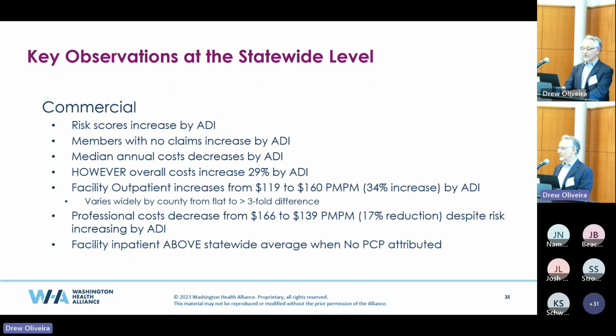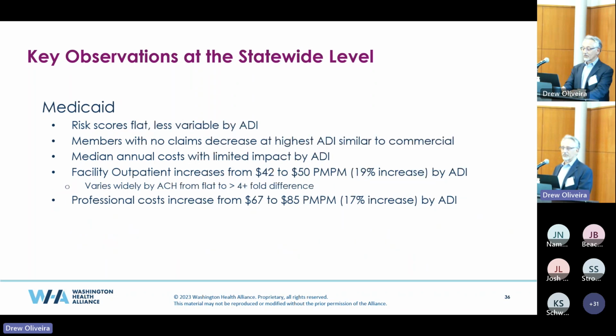And when you don't have a PCP, that's certainly impacting things, especially on the inpatient side. Medicaid looks a little flatter. They seem to be much more consistent in terms of risk scores, access, and cost, and maybe there's a difference in terms of the outpatient facility, but that one is much more consistent than what we saw on the commercial side. And there may be other factors associated with that. The population's a little bit different as well.